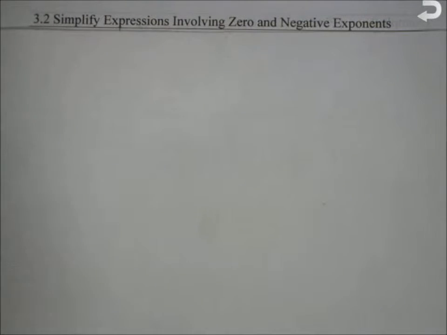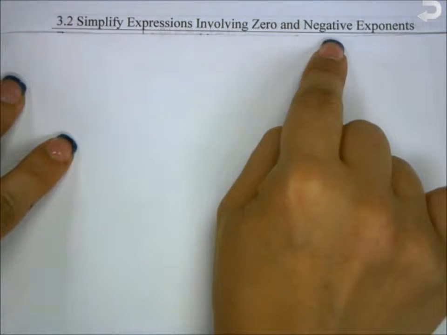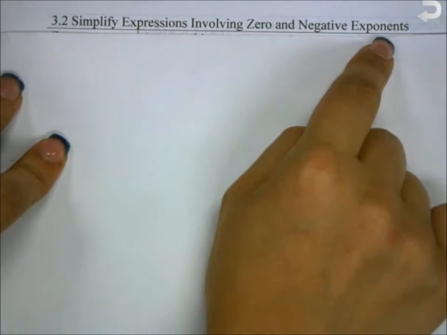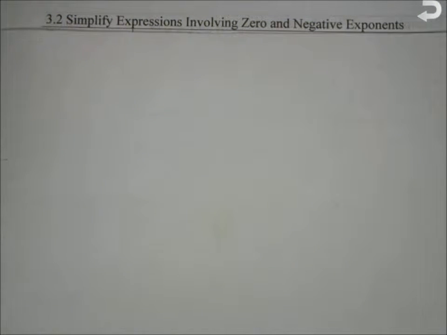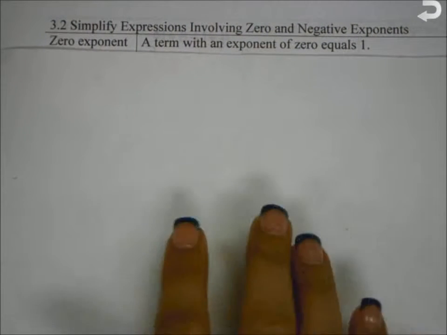For 3.2, we're simplifying expressions involving 0 and negative exponents. So we're going to have exponents that are either 0 or negative, and all we're doing is simplifying those. But we have a couple rules we need to follow.